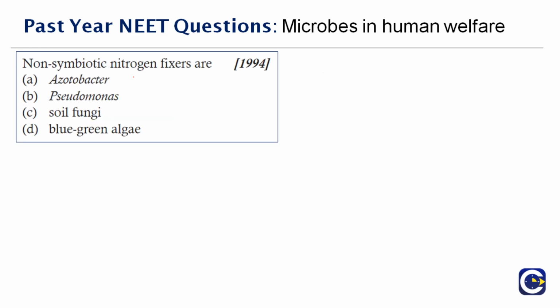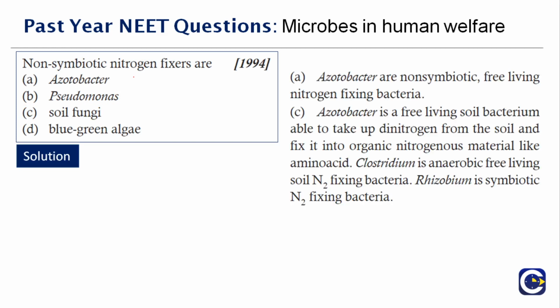Next one, non-symbiotic nitrogen fixer. Again, it's a repeated question for you. Yes, the answer is Azotobacter. We already spoke about it a lot in this part. I hope you don't need much explanation for this. Azotobacter is a non-symbiotic free-living nitrogen-fixing bacterium. Clostridium is an anaerobic free-living soil nitrogen-fixing bacterium. They've given some examples here. Rhizobium is a symbiotic nitrogen-fixing bacterium. So you have two examples here of non-symbionts, one is Clostridium and the other is Azotobacter. They do their activity of nitrogen fixing, but they don't live in association with any organism. Therefore, the correct answer to this question is option A.